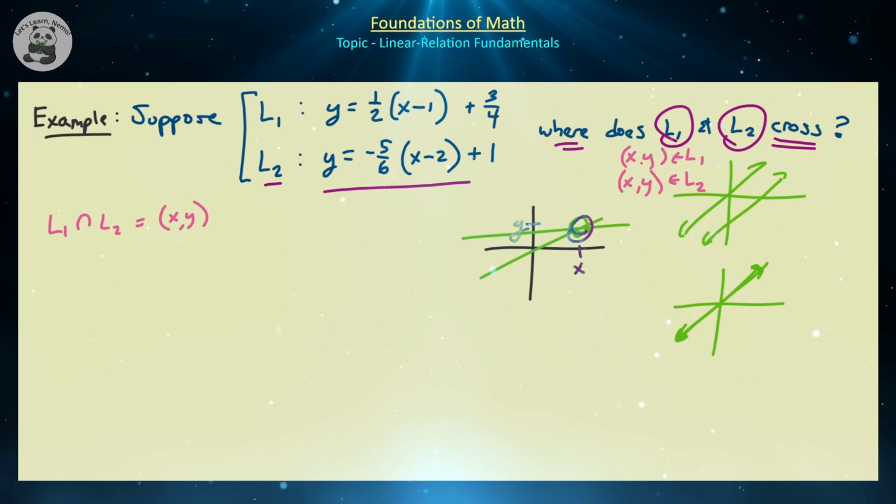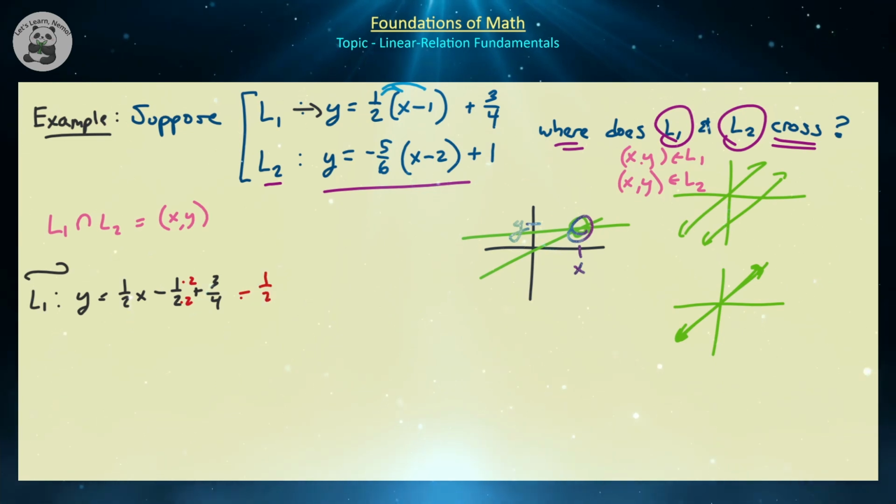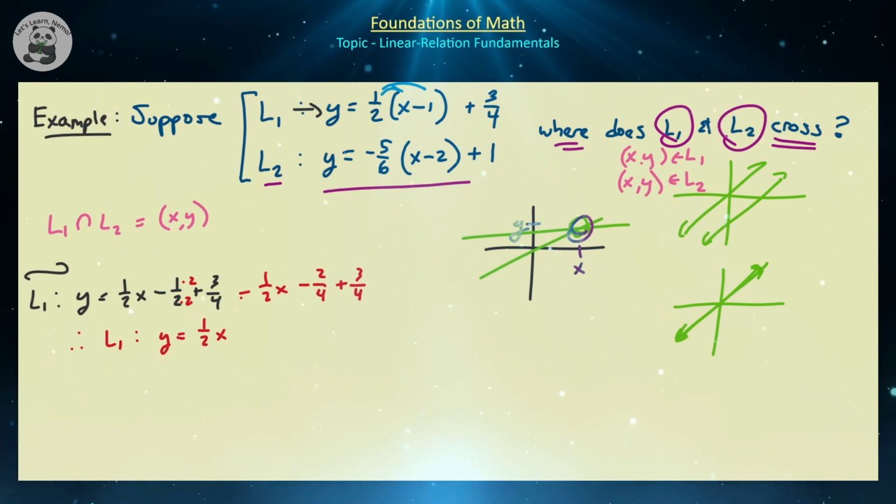That makes it true. So let's look in a little more detail at this first relation because this definitely looks a little bit messy, especially with all the fractions. So let's look at linear relation 1. What we're going to do is distribute this 1/2 into the x and into the 1/2. That's going to give us 1/2 x minus 1/2 plus 3/4. Then I'm going to get a common denominator, multiplying that by 2. That's going to give us 1/2 x minus 2/4 plus 3/4, and 3/4 minus 2/4 is 1/4. So the first linear relation can also be written as y is equal to 1/2 x plus 1/4, and we're going to be working with that because it's a little bit nicer.